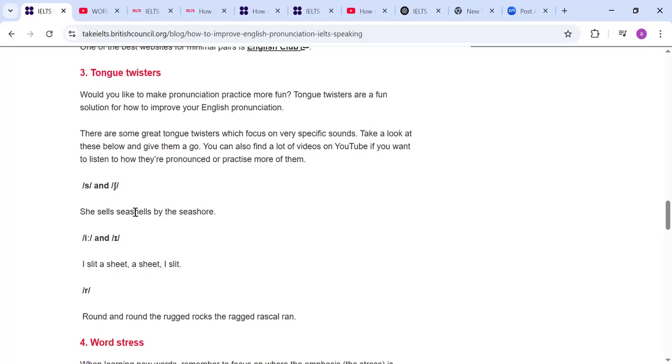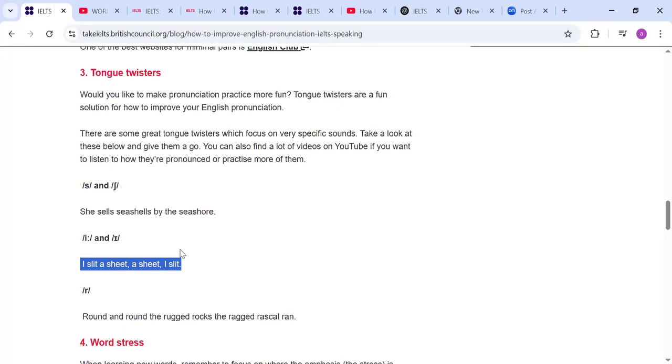Okay. Initially, I was facing some problems with producing SH and CH sounds, so I started. If you have a problem producing SH and CH sounds, sometimes these sounds are difficult. So you can search for tongue twisters on Google with SH and CH. She sells seashells by the seashore is not about the SH and CH sounds, but it is one tongue twister example. Another is: I slit a sheet, I sheet a slit. So these are the two examples.